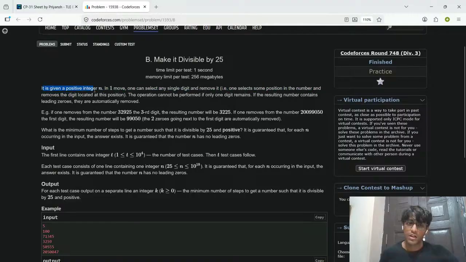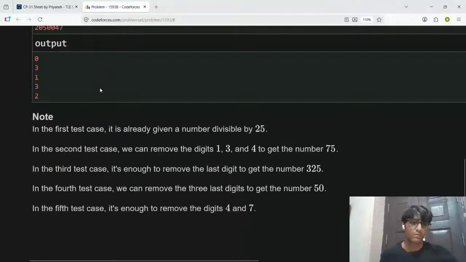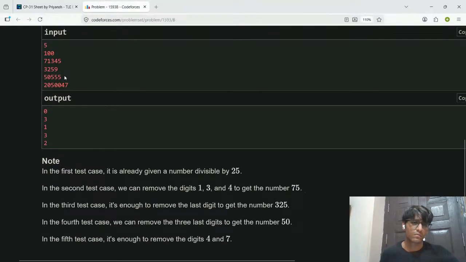It is given a positive integer n. In one move, one can select any single digit and remove it. In the example, the number is already 7345. You can remove digits from 7 3 4 1 3 4 to get the number 75. And in the third case, we can remove 9.